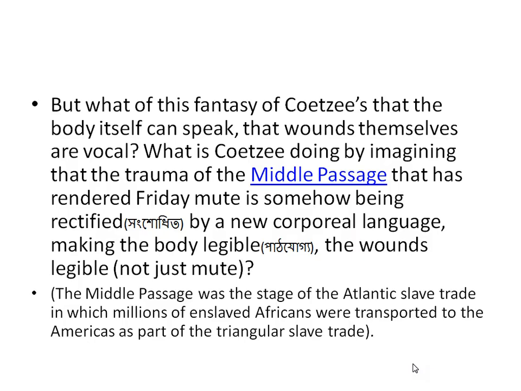Middle Passage was the stage of the Atlantic slave trade, in which millions of enslaved Africans were transported to the Americas as part of the triangular slave trade. So Middle Passage indicates the slave trade. That means African slaves were transported to European countries and they started living their life as slaves. That is Friday. So Friday is mute. It's somehow being rectified by a new corporal language. What is the new corporal language? That means the body can talk.